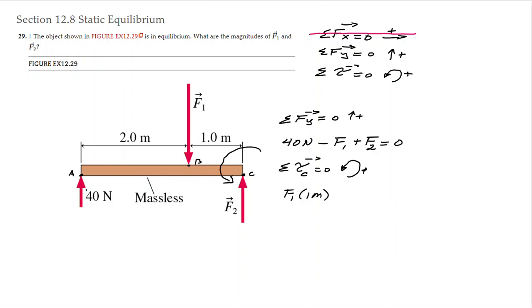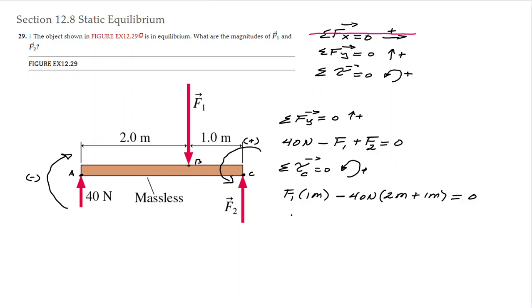Now the other force that is making torque with respect to point C is the force of 40 newtons. But the torque due to this force is going to be clockwise, so this torque will be negative, since we said that counterclockwise was positive. This torque will be the force of 40 newtons times the distance from the force of 40 newtons to point C, so it will be 2 meters plus 1 meter. And this is equal to 0.